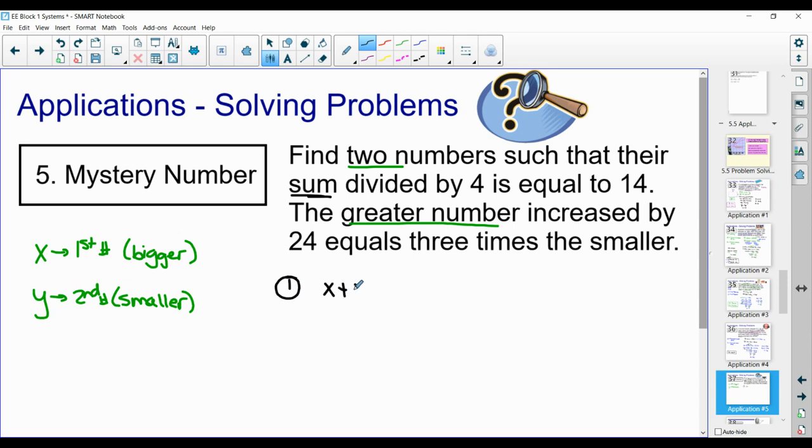X plus y. So their sum divided by 4 is, so "is" means equal. So sum means add, divided by 4. So divided by 4 is equal to 14. So there's our equation already. Their sum, so x plus y divided by 4 equals 14. Now I can rewrite that as a linear equation, and it would be x plus y equals 56.